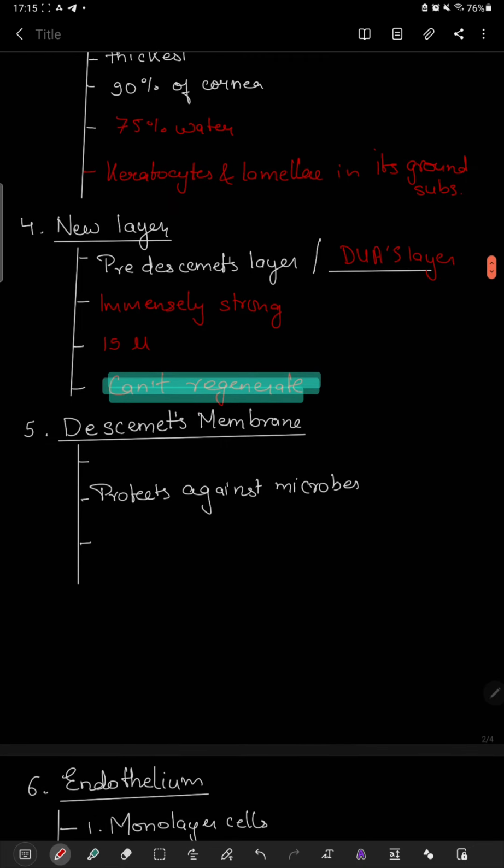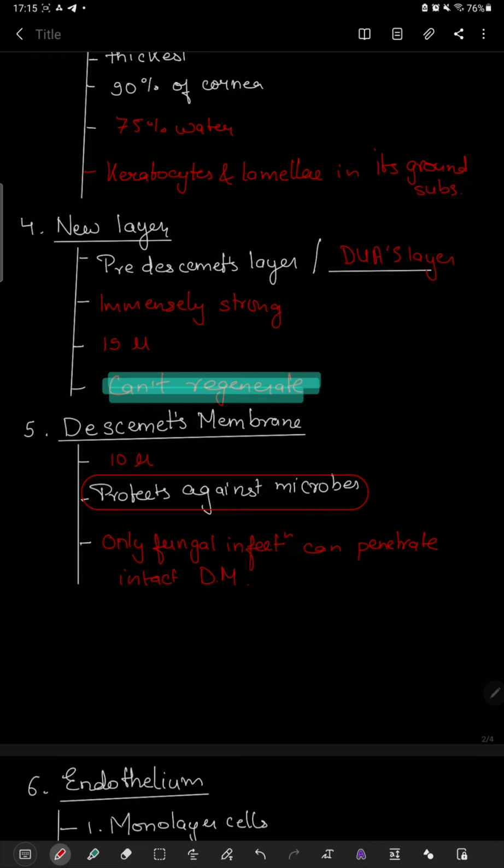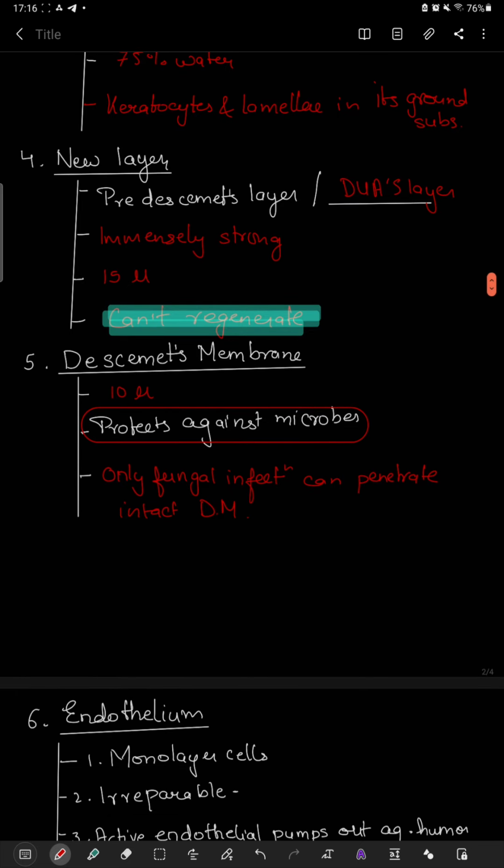Then the fifth layer is Descemet's membrane. It is only 10 micron in diameter. What is its main function? It protects against the microbes. So how does it protect against microbes? Only the fungal infections can penetrate the intact Descemet's membrane. Otherwise, the bacteria and the protozoa can't enter the Descemet's membrane.